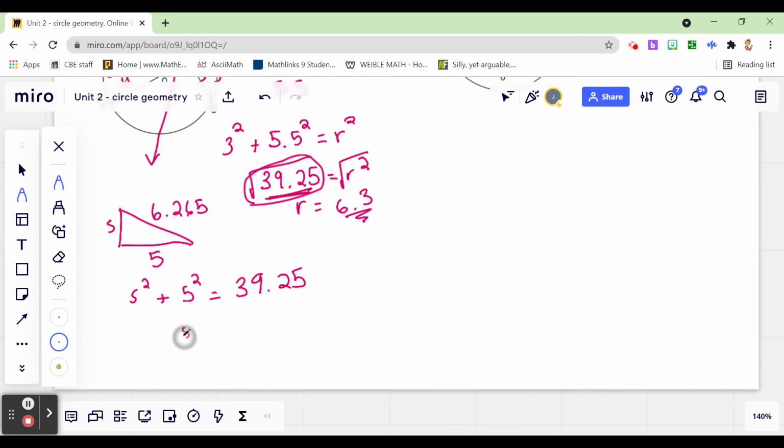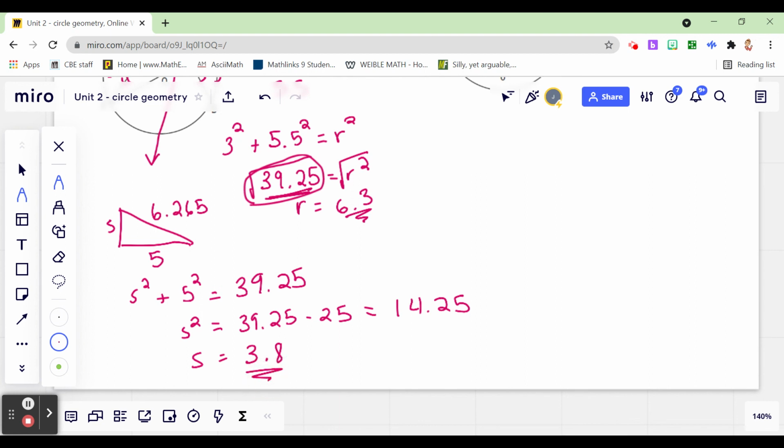So then s squared is equal to 39.25 minus 25, because 25 is 5 squared. 39.25 minus 25 is 14.25, and then I would have to square root that, which ends up being 3.77. So I'm going to round that to 3.8.